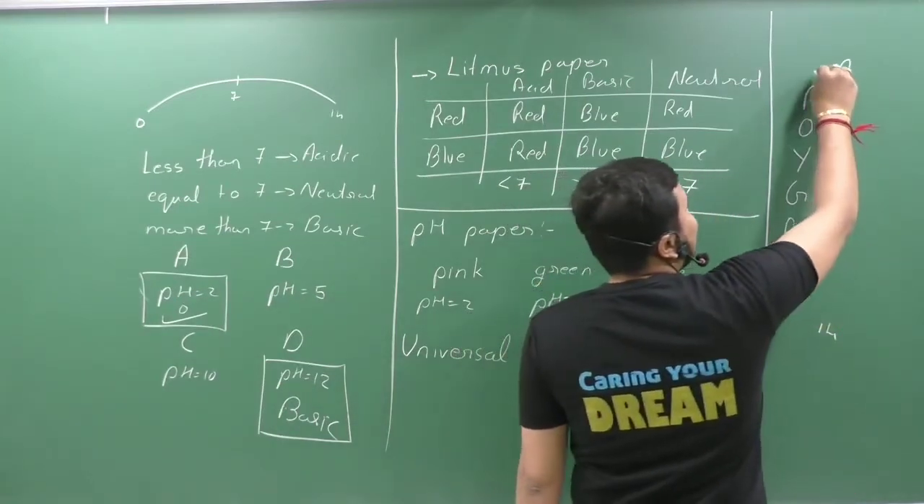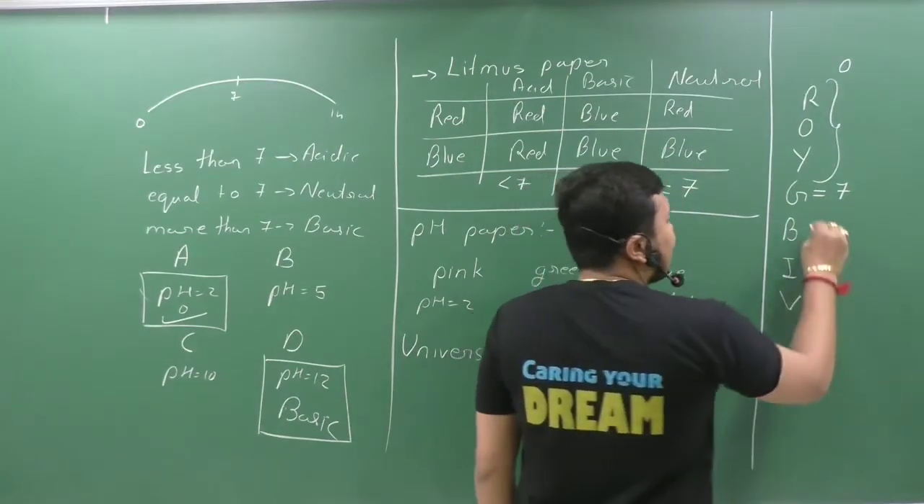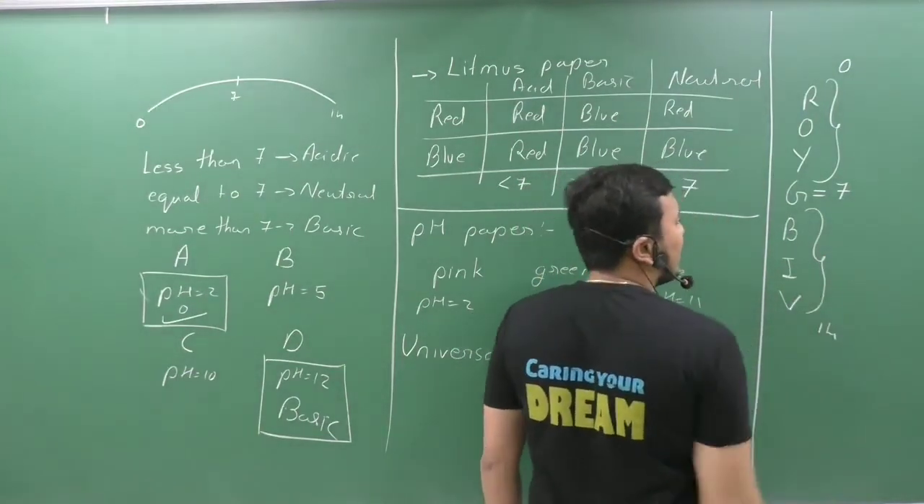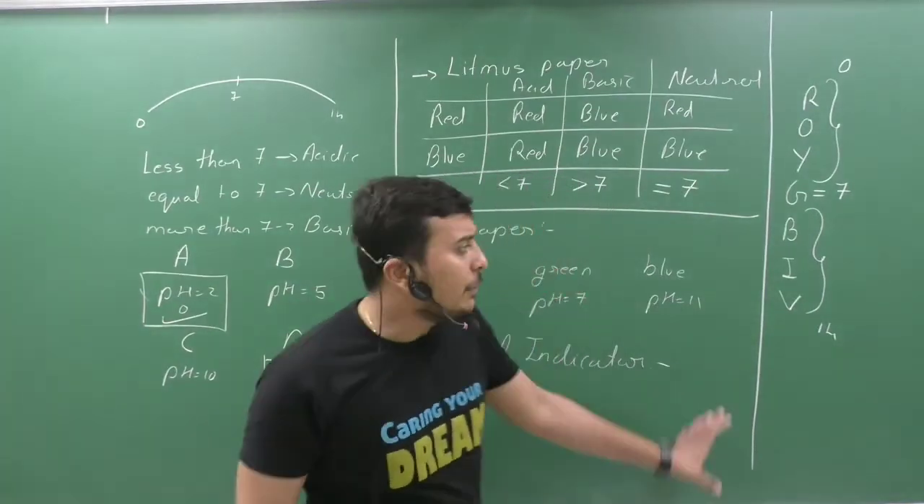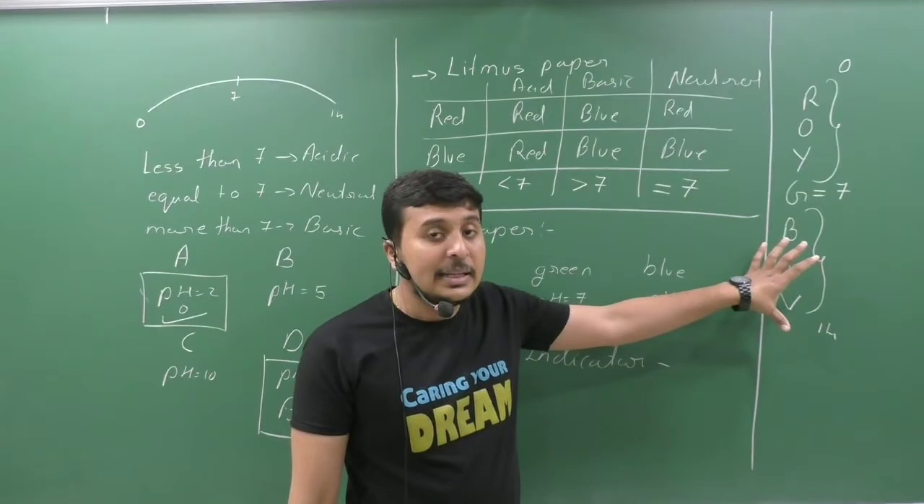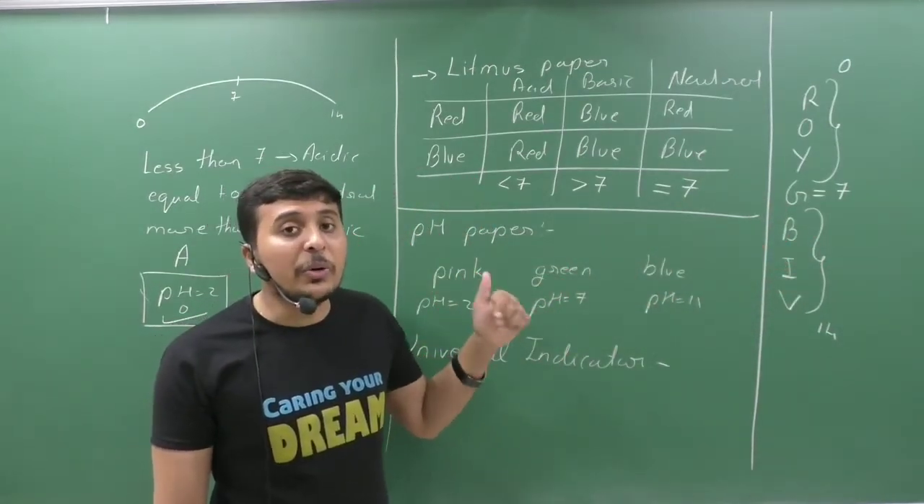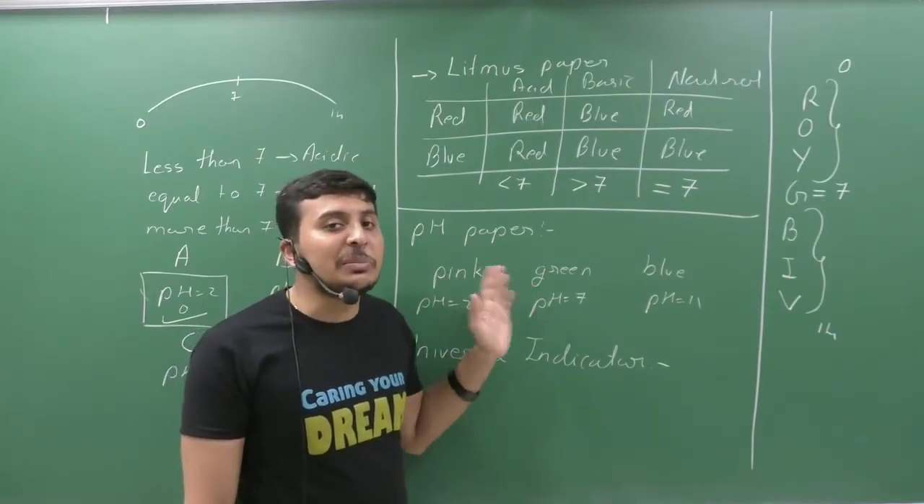These colors are known as the bright colors. These colors are known as the dark colors. So if you obtain the dark colors, then the solution will obviously be basic, and the pH value of that solution will be greater than 7.